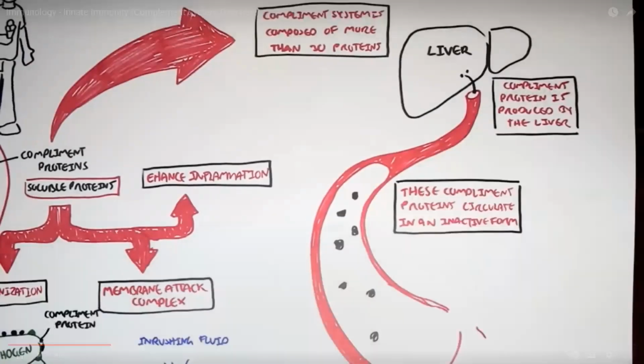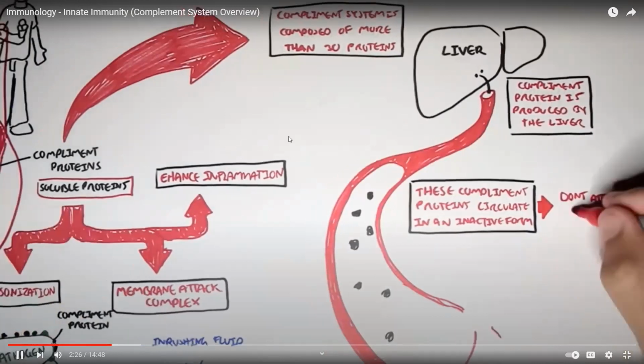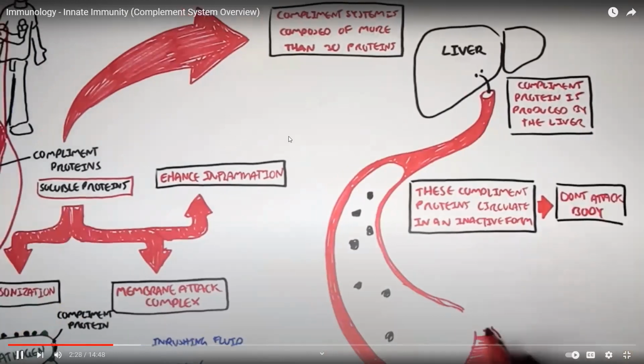But when they come across a pathogen, they will become activated. They circulate in inactive form, because they need a trigger to be activated, but they're inactive while we're not sick. Does that make sense?